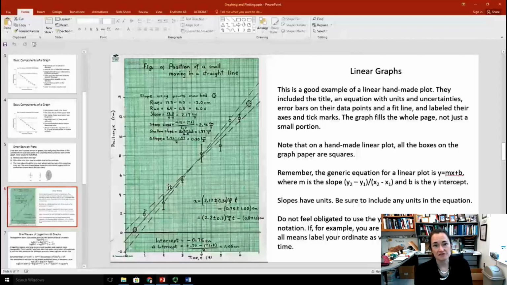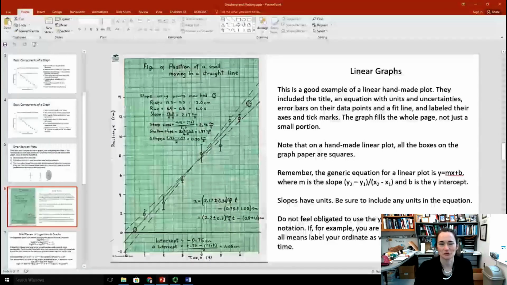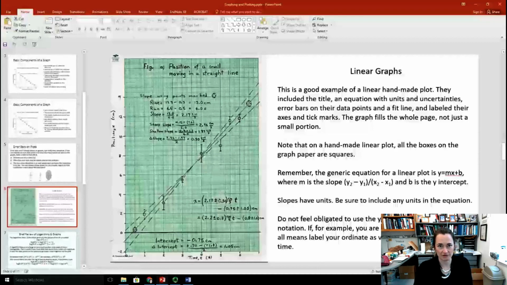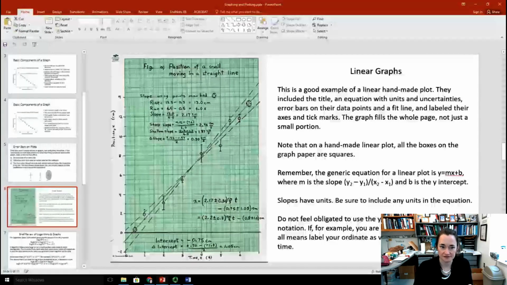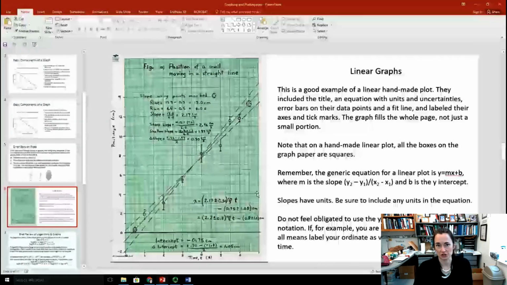Now, this is important: when you're putting your equation on the graph, you don't have to put it in y equals mx plus b form. For example, this is an example from introductory physics. If the final velocity equals the initial velocity plus the acceleration times the time, then instead of y equals mx plus b, for heaven's sake, vf equals vi plus at. That's what you want to write. You don't want to write y equals mx plus b for everything. So use whatever equation you're actually trying to fit when you display your equation on that plot.